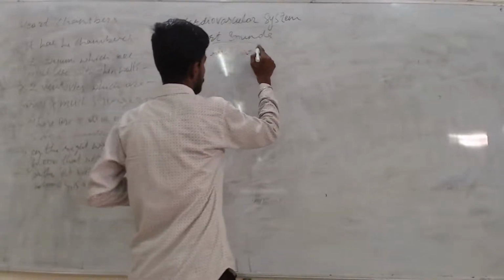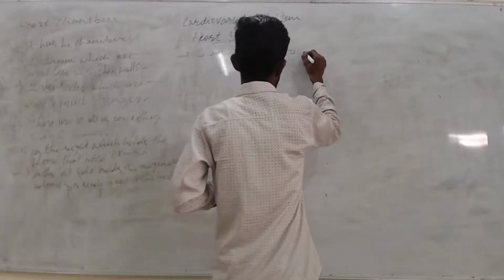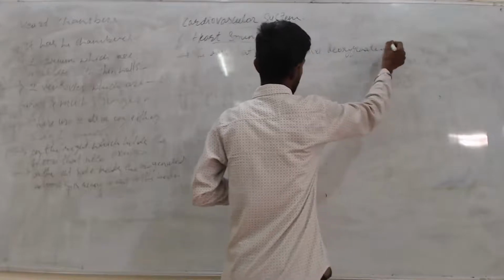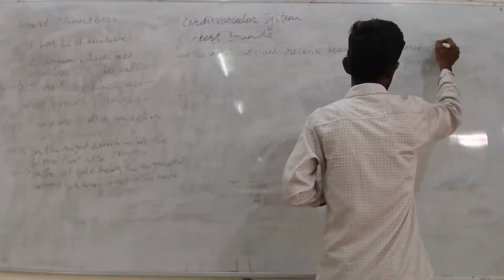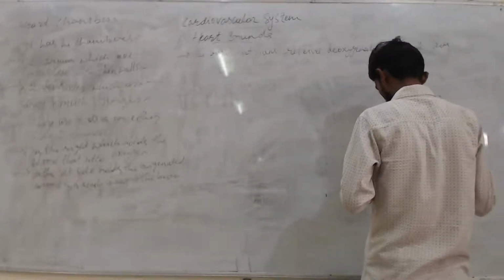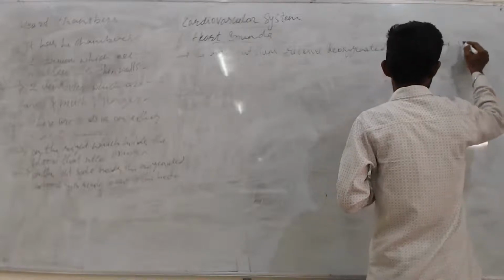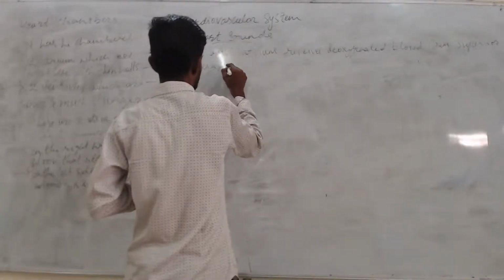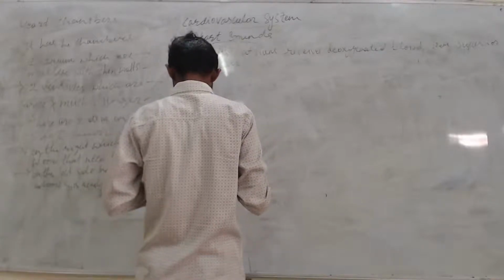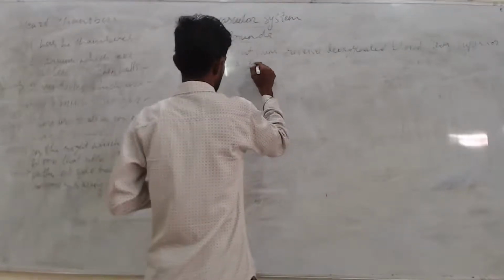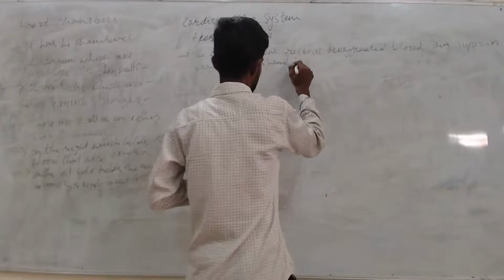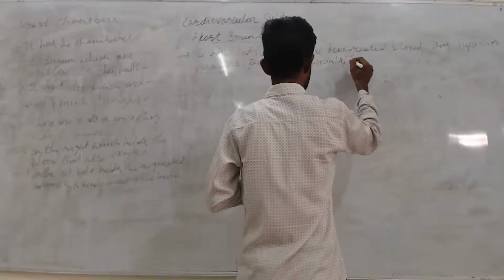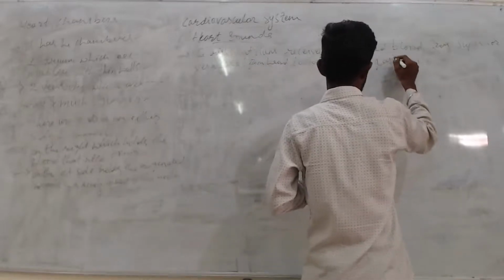The right atrium receives deoxygenated blood from the superior vena cava, from the head to the forelimb and upper part of the chest.